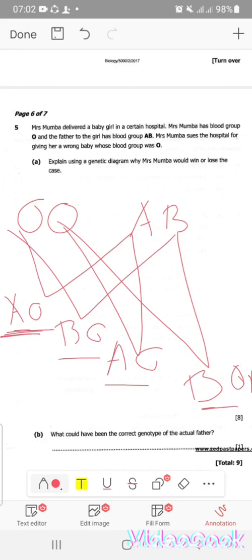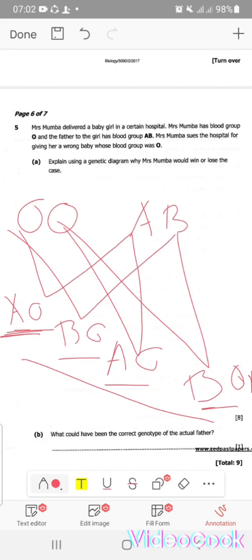So based on this genetic diagram, Mrs. Mumba would win the case. Why? Because Mrs. Mumba and the father of the girl would never have a child with blood group O, based on the offspring produced in the first generation. So that's how we conclude the question.